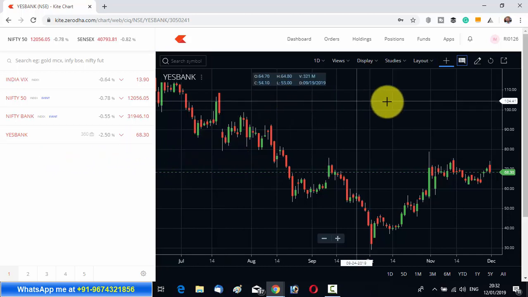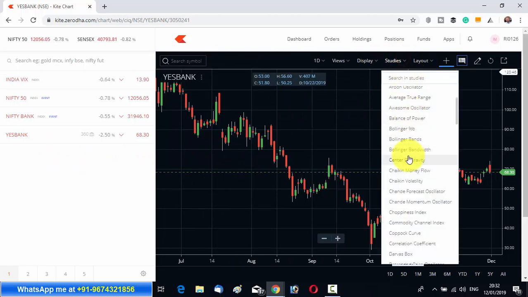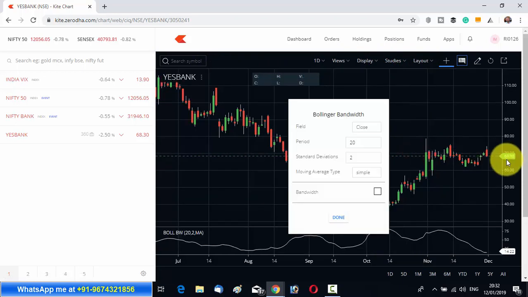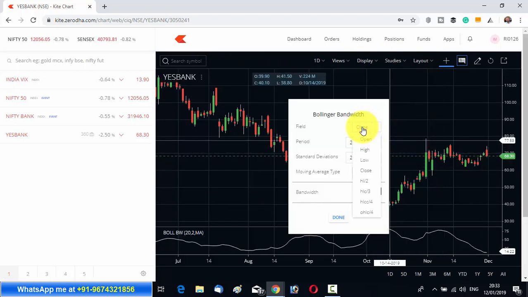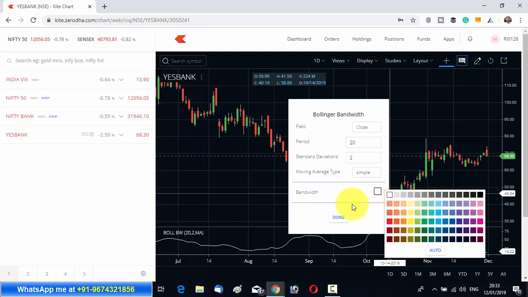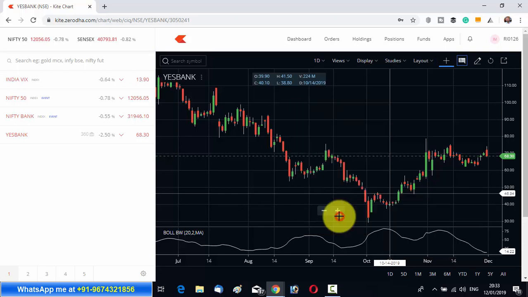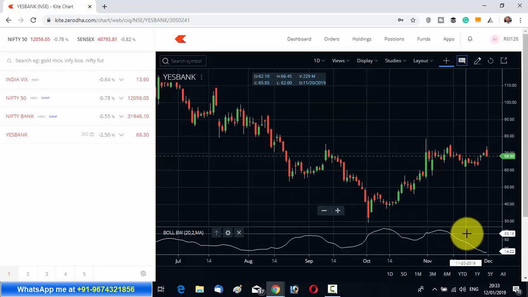So from where will we attach the Bollinger Bandwidth indicator? See, this is the studies section. In the studies section, you will get Bollinger Bandwidth. You can see the default field is close. The default parameter is 20, the standard deviation is 2 and the moving average type is simple. You can also change the color of the bandwidth as you wish, but I am not changing anything over here. I am keeping everything default. I am clicking on done. So you can see on the chart the Bollinger Bandwidth indicator is attached.